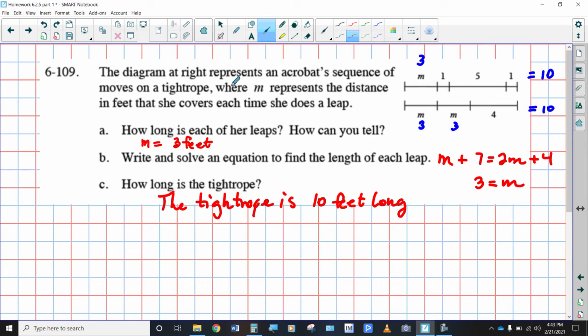All right, a little bit of review here with using a sort of tightrope situation to represent an equation. This quantity here has to be equal to that quantity there because the tightropes are exactly the same length. So this is m plus 1 plus 5 plus 1. So this would be m plus 7, and this is 2m's plus 4. So what value for m would make these exactly the same?